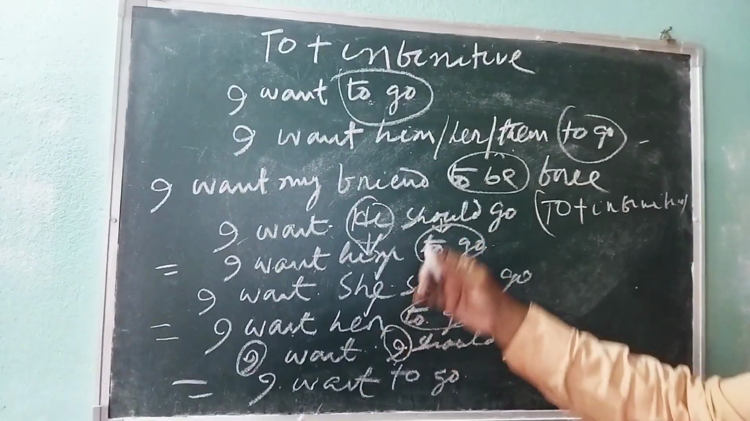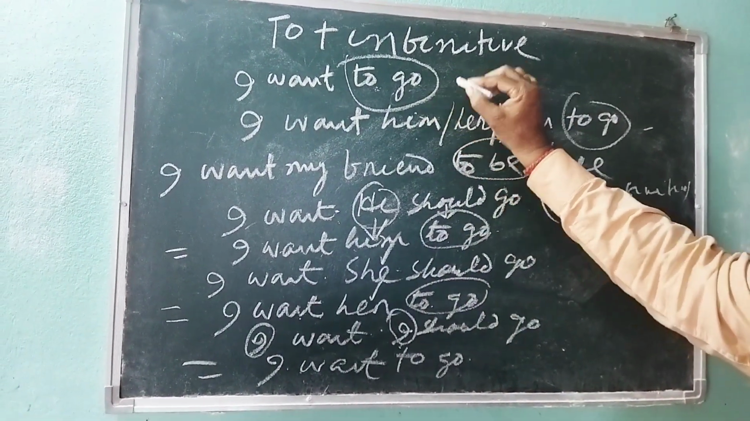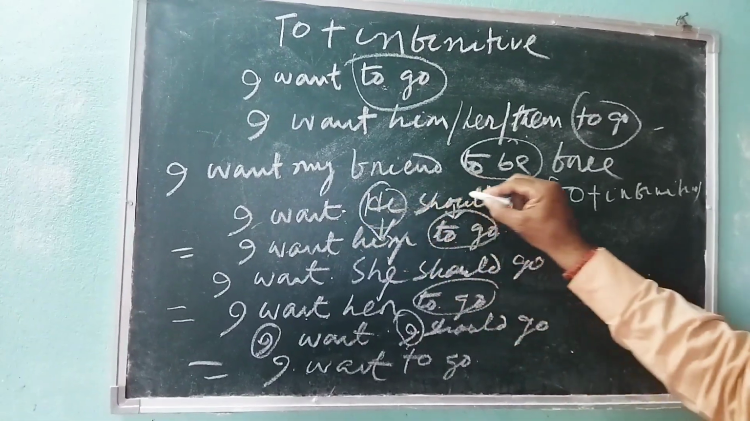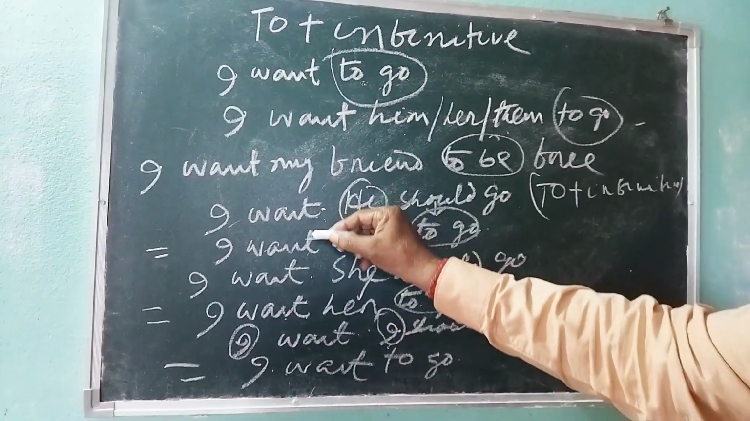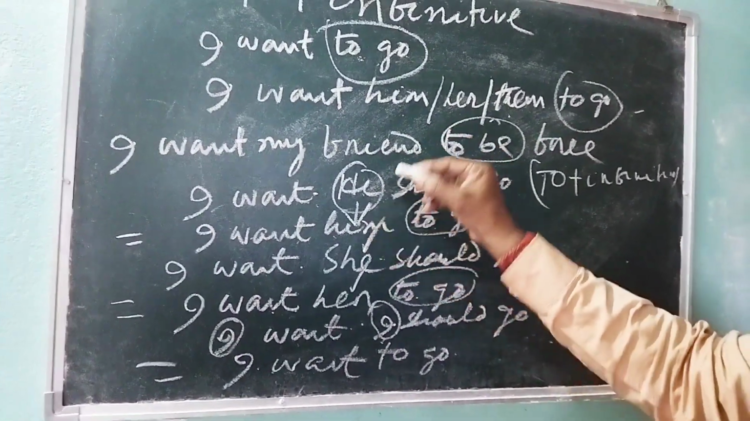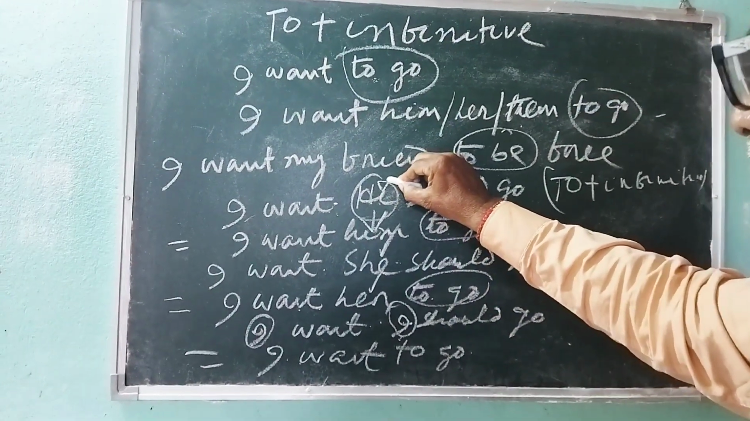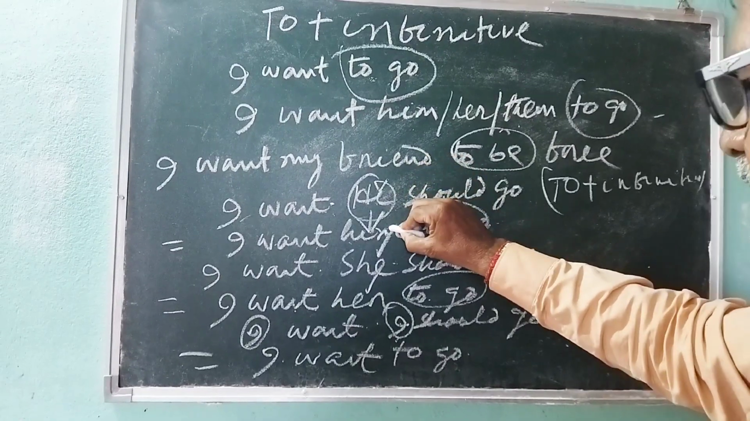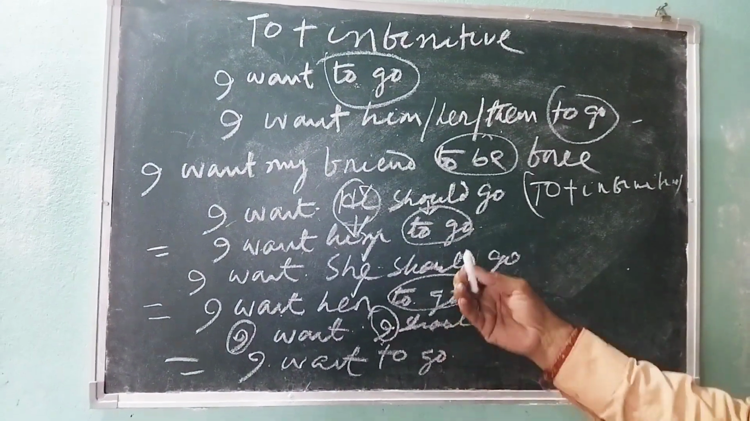You just give attention and first try to understand what is to plus infinitive, for example, to do, to go, what I have told you. And the examples I have given: I want he should go, I want they should go, I want we should go. Suppose I want he should go, I want him to go; I want they should go, I want them to go. So she becomes her, he becomes him, they becomes them. So write them down. I will make it clearer and simpler for you.